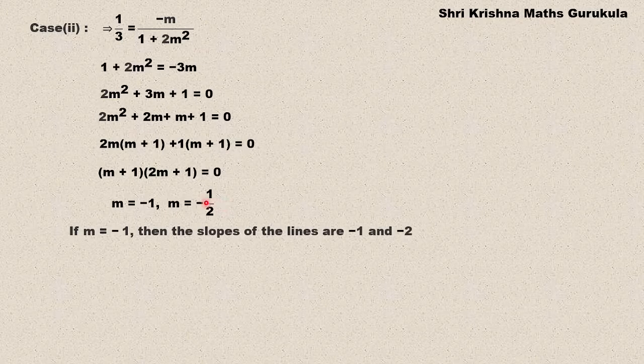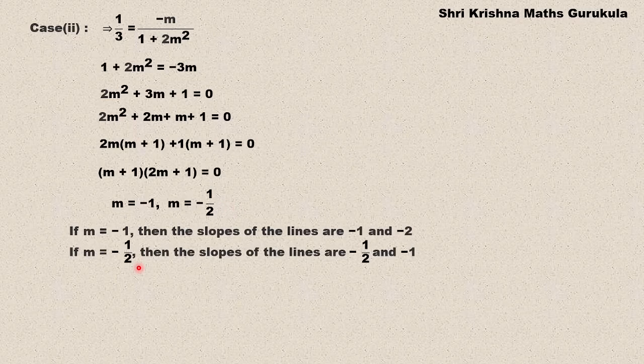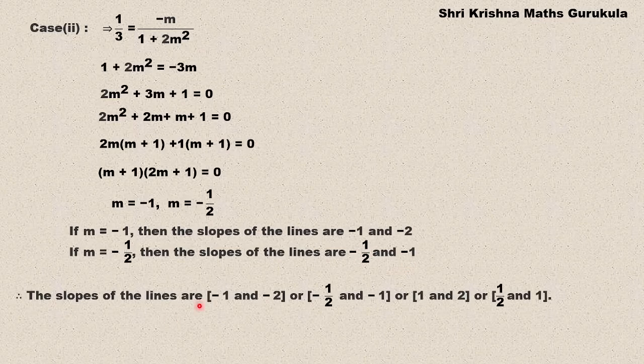Again, two cases are possible. When m is equal to minus 1, that is, the slope of the first line is minus 1, then the slope of the second line is 2 times this. So it has to be minus 2. So the pair of slopes are minus 1 and minus 2. And if the slope of the first line, that is m1, happens to be minus half, then again multiplied by 2, because the slope of the second line is twice the slope of the first line. So m is equal to minus half, then 2m has to be minus 1. So the slopes of the lines are minus half and minus 1.